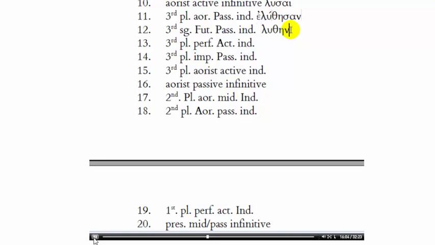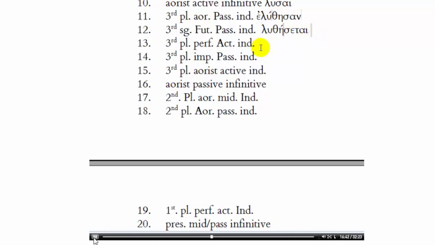So how does the future passive indicative conjugation work? Remember, it's luthesomai, luthese, luthesetai, luthesometha, luthesesthe, luthesontai. So you've got luthesomai for your first singular, luthese for your second singular, and luthesetai for your third singular. Okay, so luthesetai, and your accent will be here. All right.